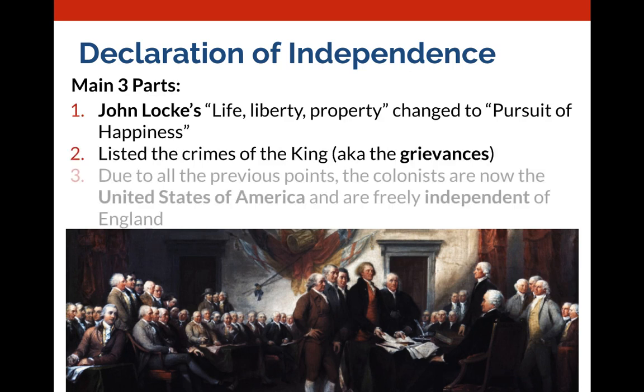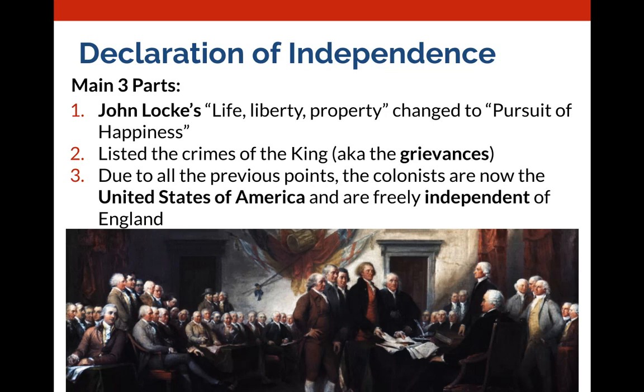And lastly, an assignment we're doing soon is going over the Declaration of Independence, but there's a lot of main parts. There's three main parts of the Declaration of Independence. It starts off with a lot of Enlightenment ideals. It lists the crimes of the king, aka their grievances and their complaints. And lastly, the big underlined bold point is that this document technically declares that the English colonies are the United States of America, and we are now freely independent from England.